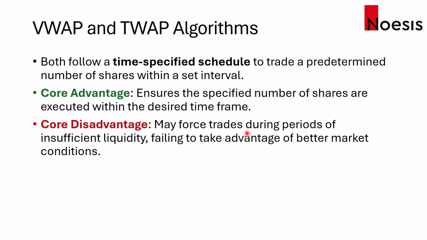Because the algorithm is on the clock, it may force trades even during periods of insufficient liquidity. It basically lacks the flexibility to pause, so it might fail to take advantage of better market conditions that appear later in the day. Think of these as the discipline algorithms. They prioritize hitting your time deadline over waiting for the perfect liquidity moment.